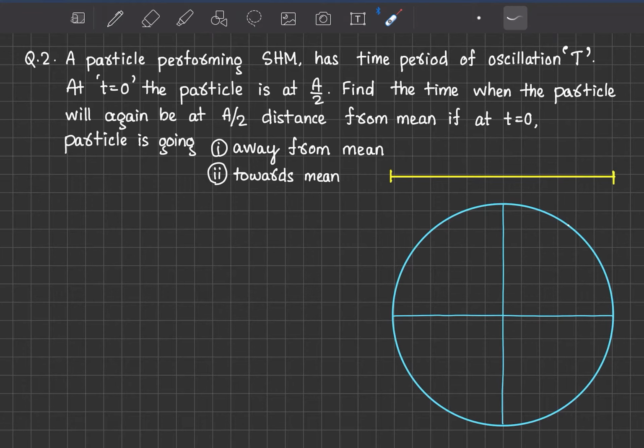There are two cases. So see, the particle will be at a by 2 distance, meaning if we consider this point to be mean, the particle is at a by 2 distance, right?